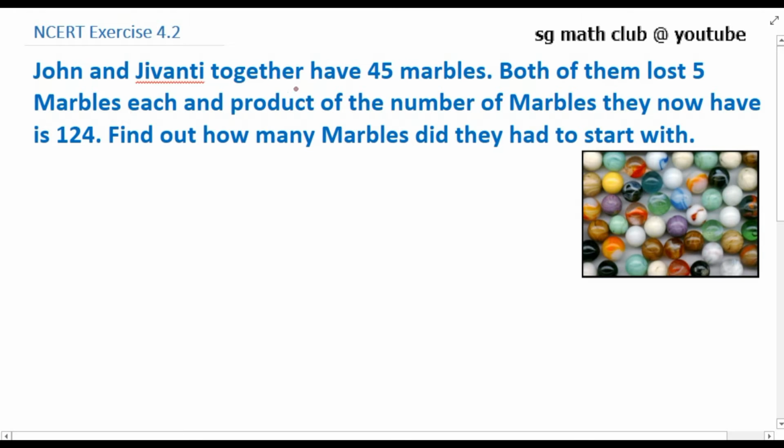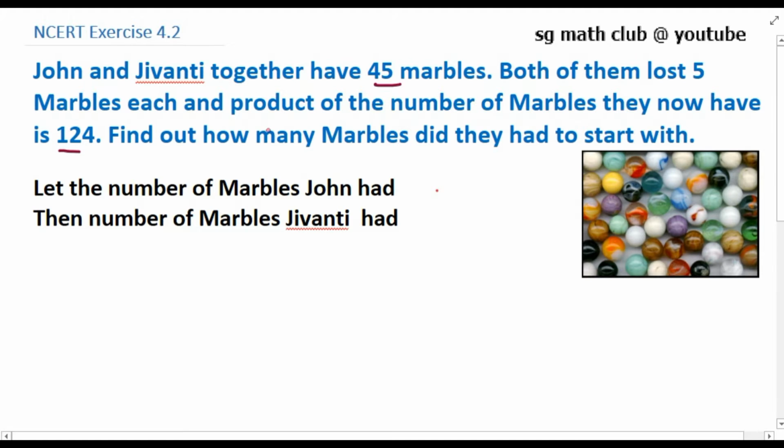John and Jeevanti together have 45 marbles. Both of them lost 5 marbles each, and the product of the number of marbles they now have is 124. Find out how many marbles they had to start with.